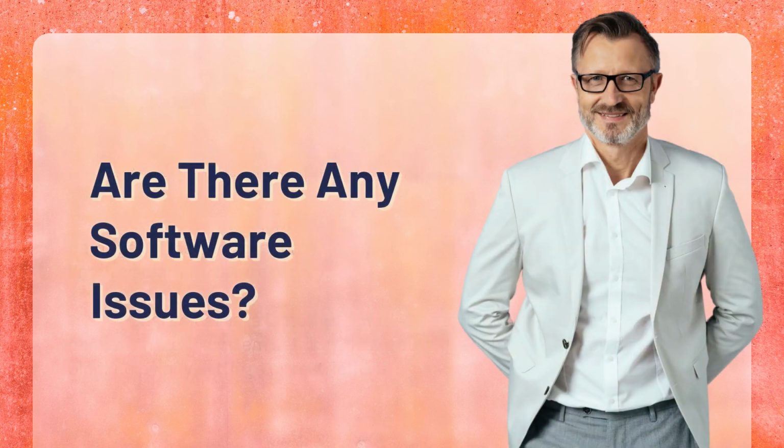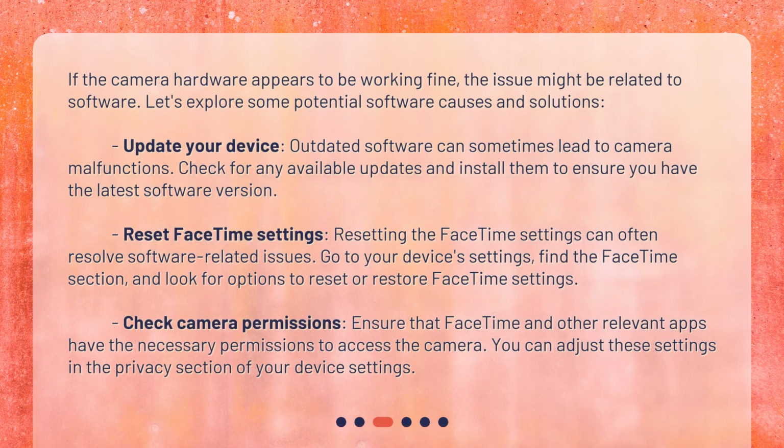Are there any software issues? If the camera hardware appears to be working fine, the issue might be related to software. Let's explore some potential software causes and solutions. Update your device. Outdated software can sometimes lead to camera malfunctions. Check for any available updates and install them to ensure you have the latest software version.